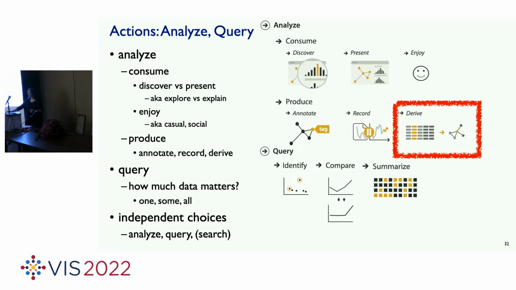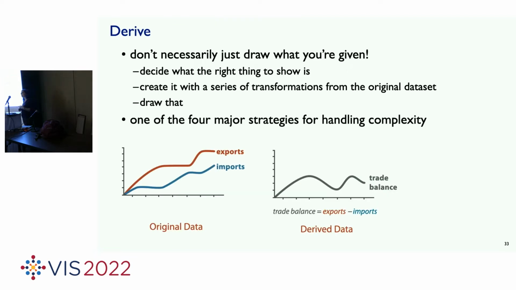Now, let's go back to that one about deriving. So the key idea is in visualization, the really simple and easy case is somebody hands you a data set and you draw a picture and you declare victory. But that is not the common case. What you often need to do is some series of transformations so that with the original data set, what you're given is not what you directly draw, you transform it, and then if you draw that transformed picture, you will have actually helped them with their task. So this is actually one of the 4 major strategies for handling complexity. We're going to run across the other 3 later on in the afternoon.